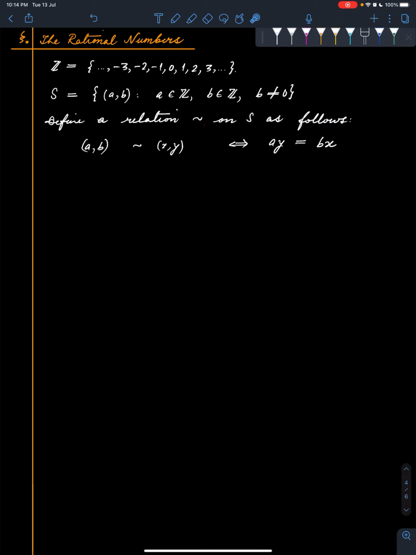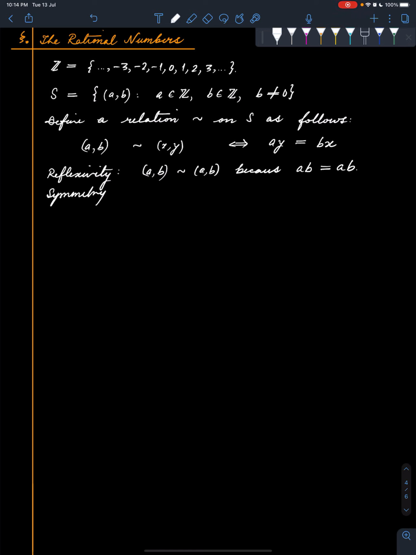Okay, and let's check that this is an equivalence relation. For reflexivity, (a, b) tilde (a, b). This is simply because ab equals ab. So reflexivity is fine.